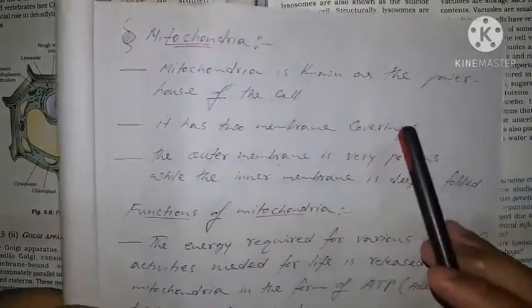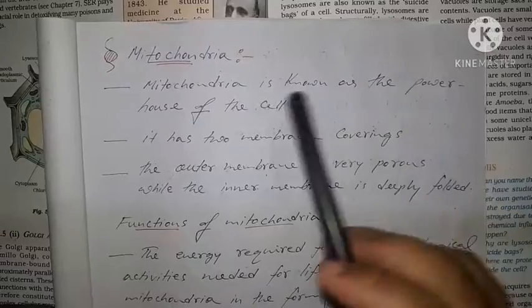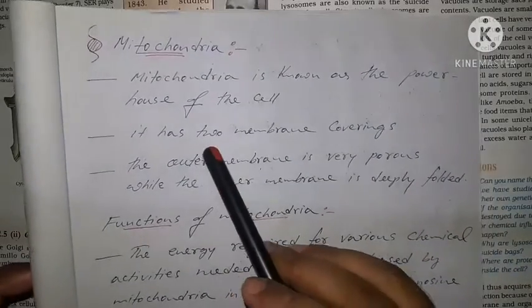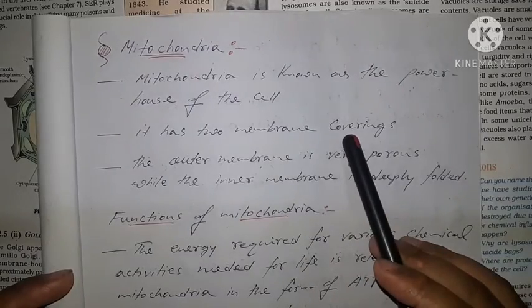Today we will discuss mitochondria. Mitochondria is known as the powerhouse of the cell. It has two membrane coverings.